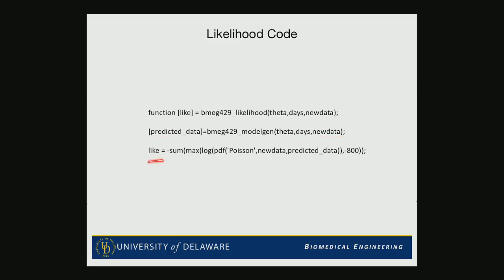And then it does the likelihood function by taking the Poisson PDF, centered at the predicted data, and evaluating how likely it is that we got those new data, the actual measured number of new patients at each point. And then the rest of this code you recognize: the minus 800, just in case we have a minus infinity somewhere, and summing it up.